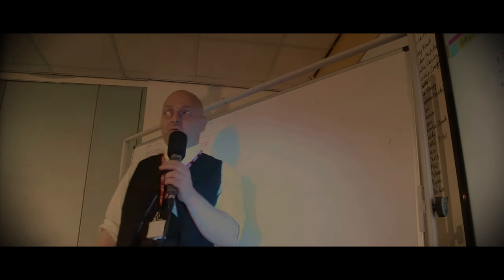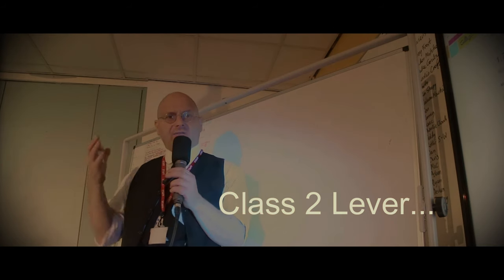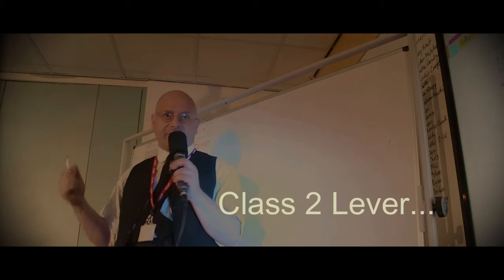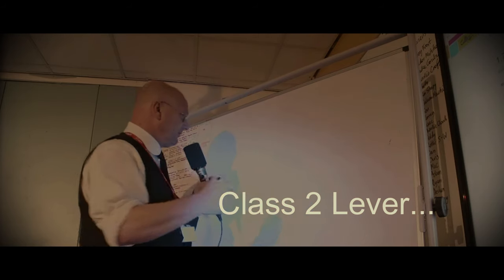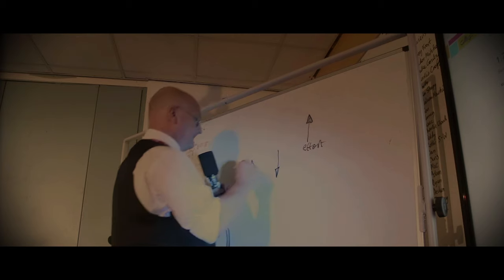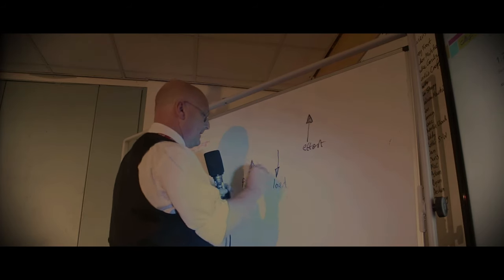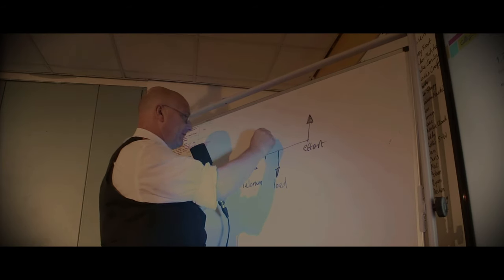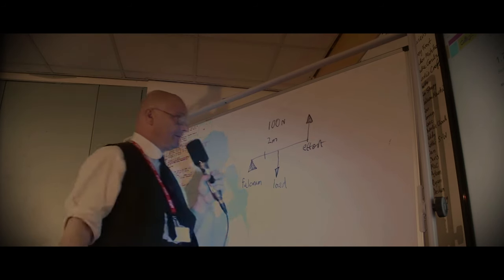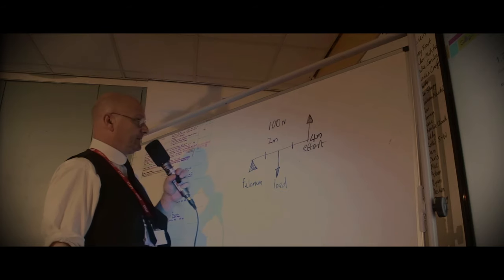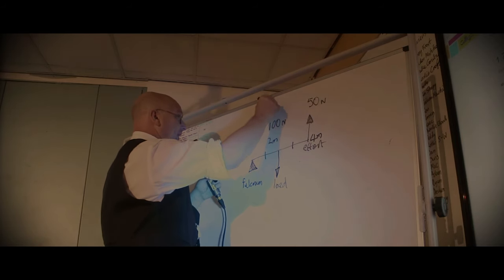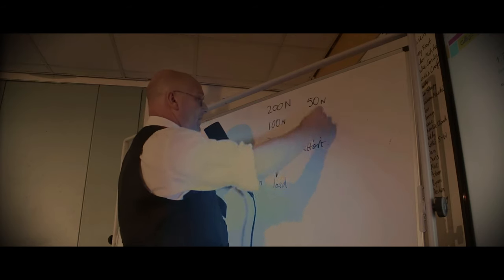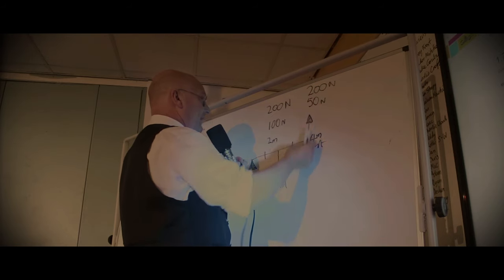Now, a class 2 lever is known as a wheelbarrow. Class 3 has the effort between the fulcrum and the load. Class 1 has the fulcrum between the load and the effort. Class 2 has the effort, or the load, correction, between the fulcrum and the effort. Effort, fulcrum, load. And we measure 2 meters times 100 newtons is the same as 4 meters times 50 newtons. So 2 times 100 newtons, 200 newtons pulling down here. 4 times 50, 200 newtons pulling up there.